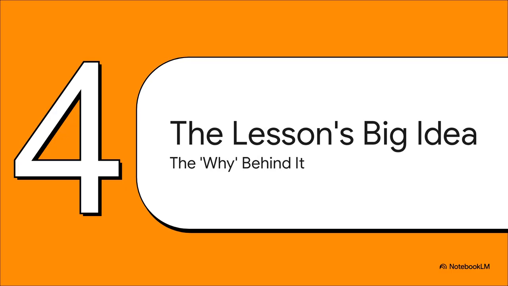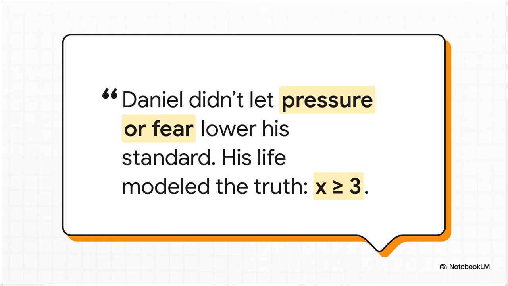What's the big idea here? I mean, what's the ultimate goal of teaching math this way? Let's take a look at the why behind this whole unique method. What's amazing is that the lesson plan actually ends by circling right back to the story. It explicitly connects that mathematical inequality, the standard of greater than or equal to 3, to a character trait, Daniel's consistency and his refusal to lower his own personal standards.